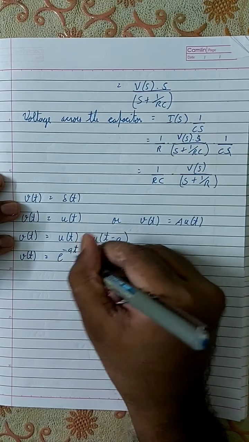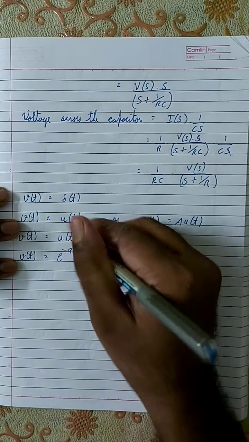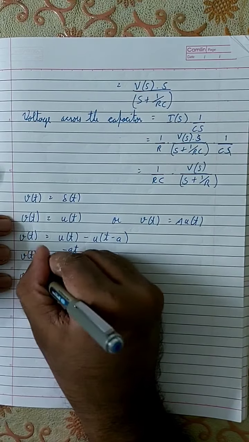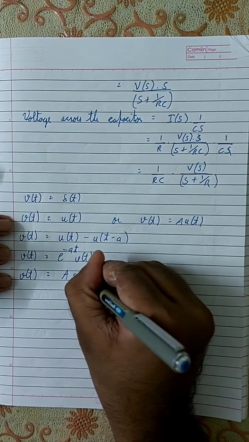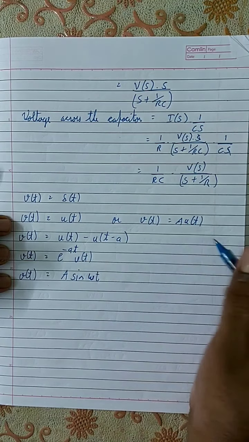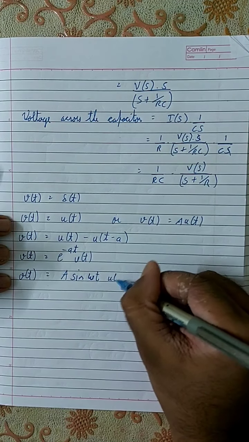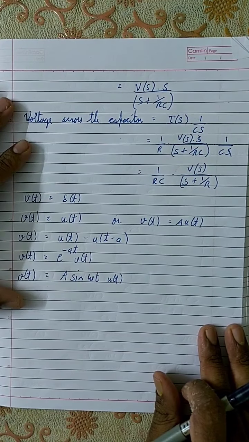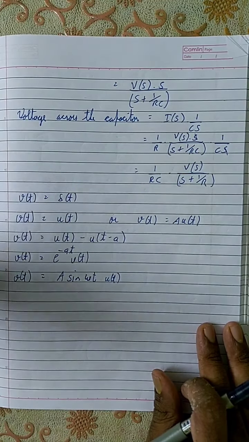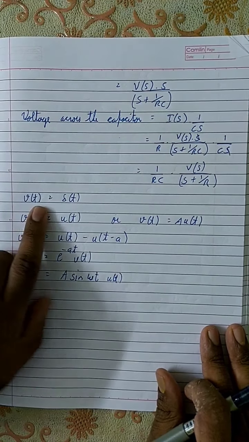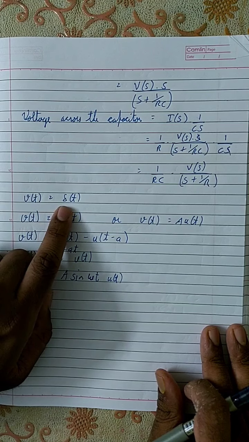And likewise V of t can also be an exponential signal, or V of t can also be a sine signal. It can be any one of these signals. Depending on the type of V of t, we substitute the value of V of s.